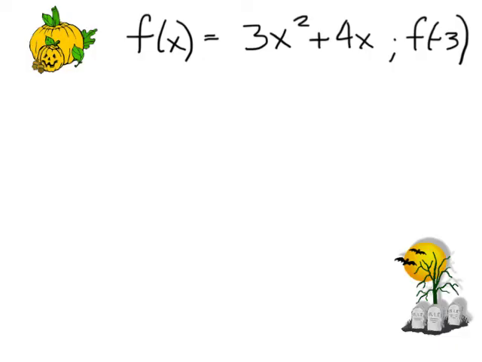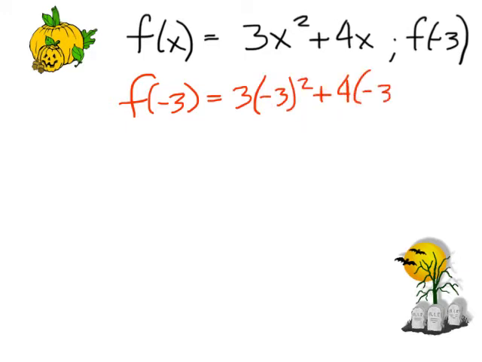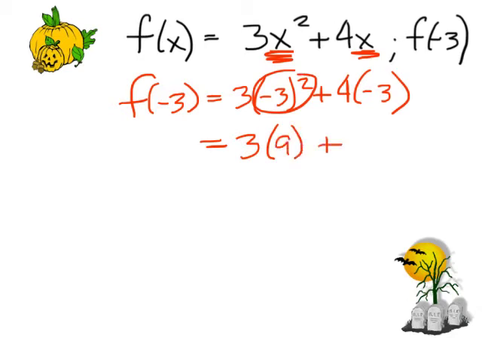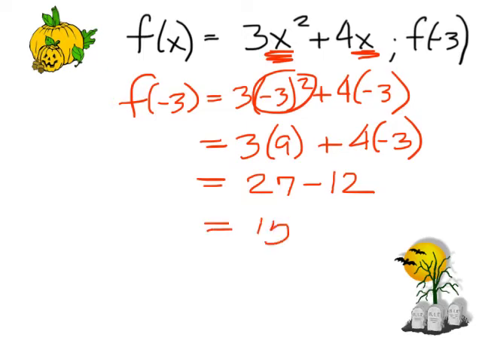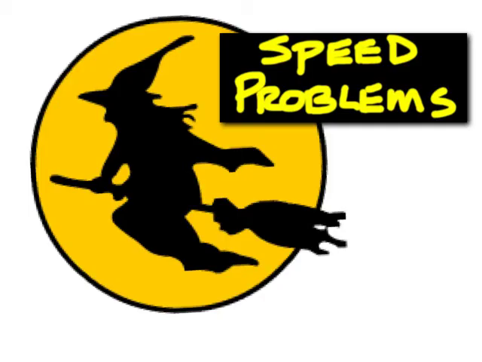Bonus problem number 4. Alright, f of negative 3 should be 3 times negative 3 squared plus 4 times negative 3. You put a negative 3 in everywhere you see an x. Negative 3 squared is 9. And then plus 4 times a negative 3, which I could have simplified to minus 12, which I'll do now. And the final answer is 15.